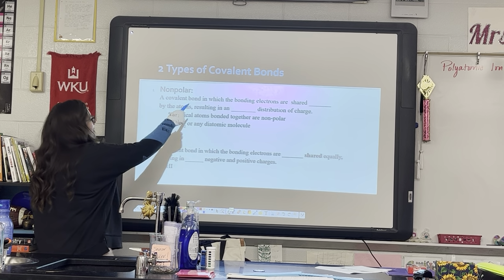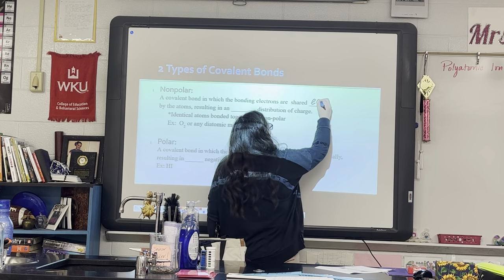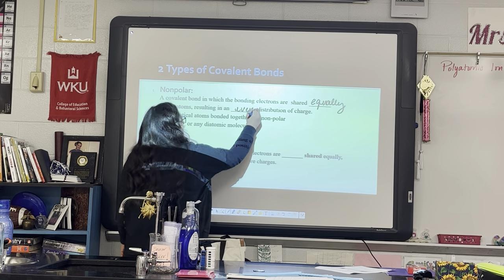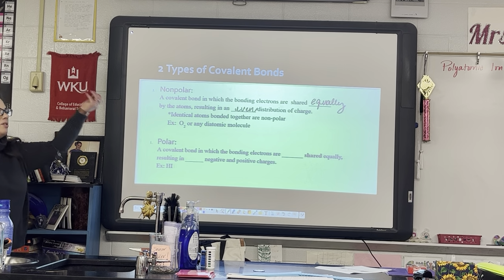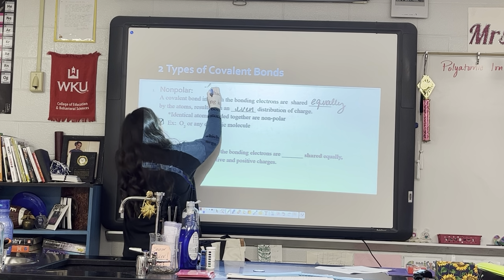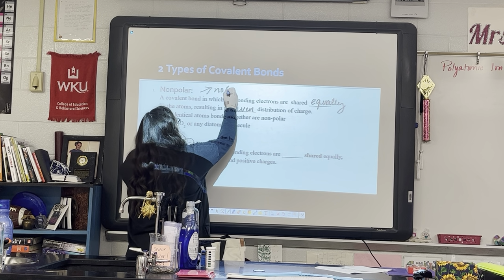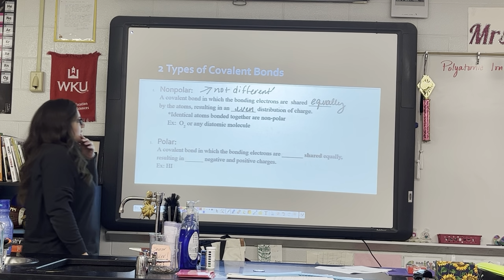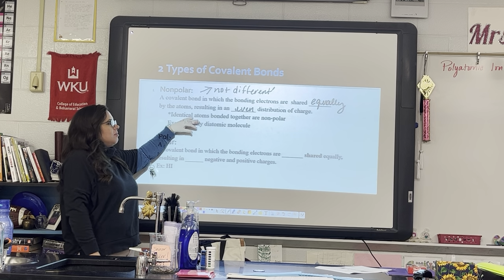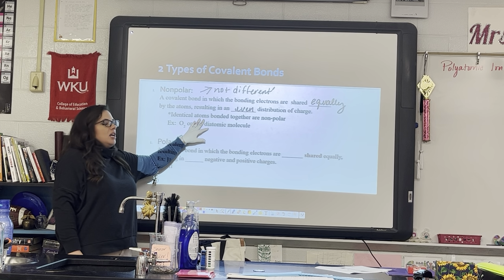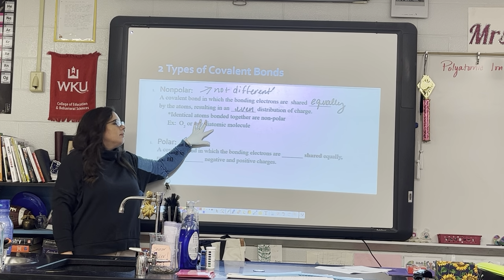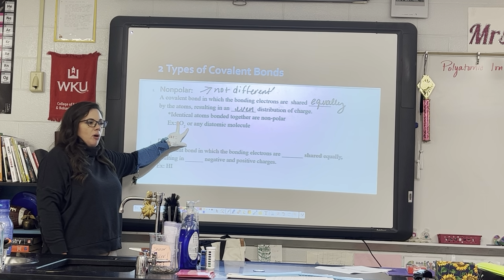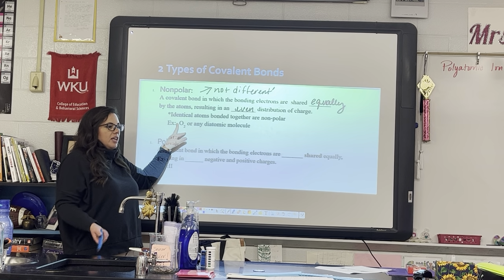All right. So a covalent bond is one in which the bonding electrons are shared equally, resulting in an even distribution of charge. So when you think of nonpolar, you can think of not different. So typically, identical atoms that are bonding together would be nonpolar. Like two oxygen atoms bonded together would be nonpolar because they're not going to share the electrons any differently.